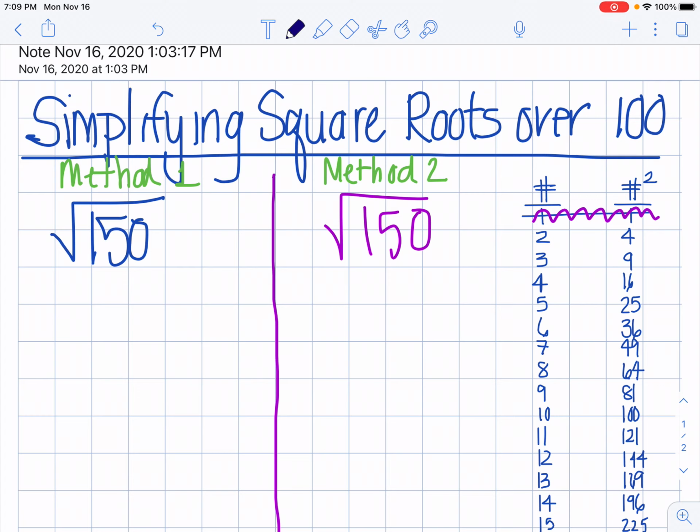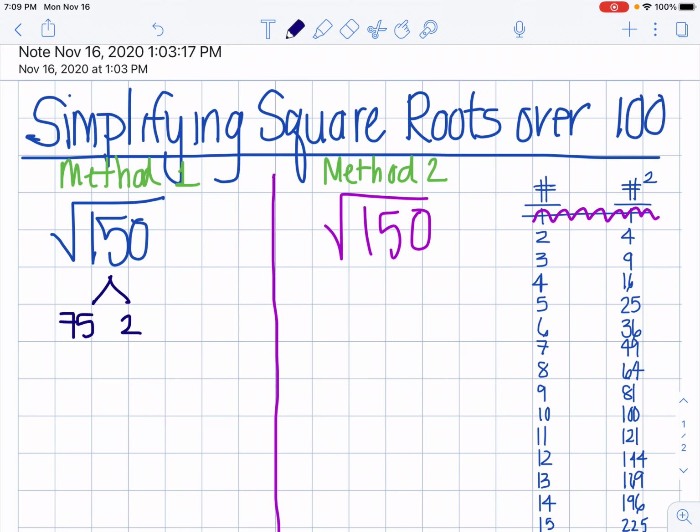So for method number 1, basically what we're going to do is take 150 and break it up into its factors. We're going to make what's called a factor tree, and we want to make this out of prime numbers only. So here's what we're going to do. I want any two numbers that are going to multiply to 150. So I'm going to pick 75 times 2.